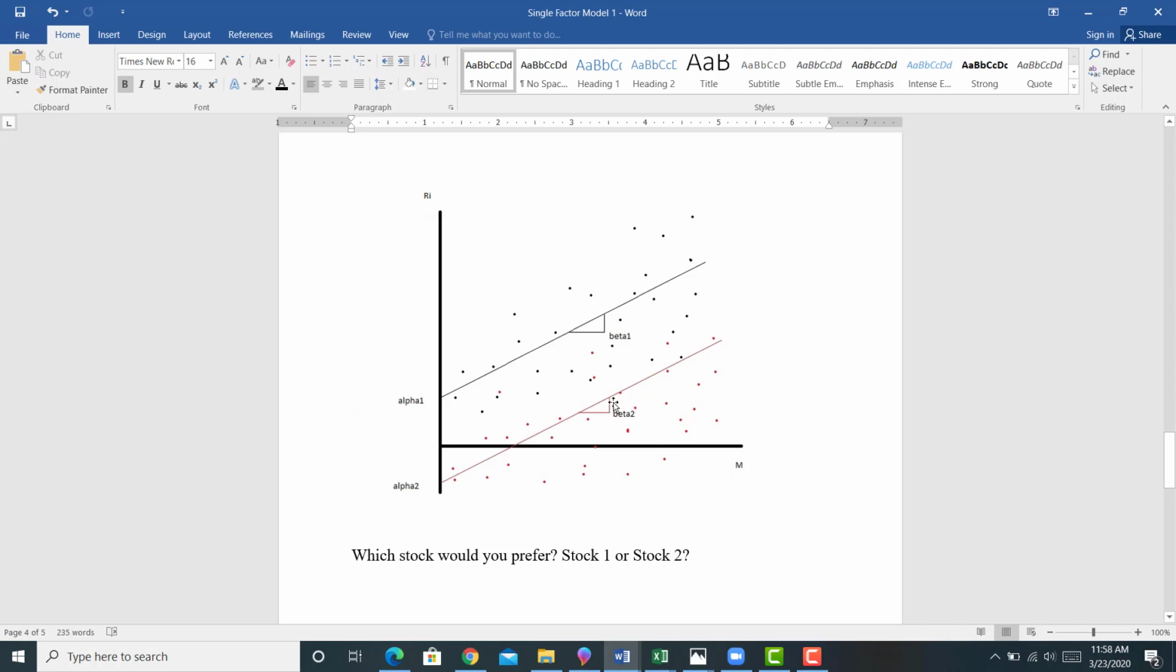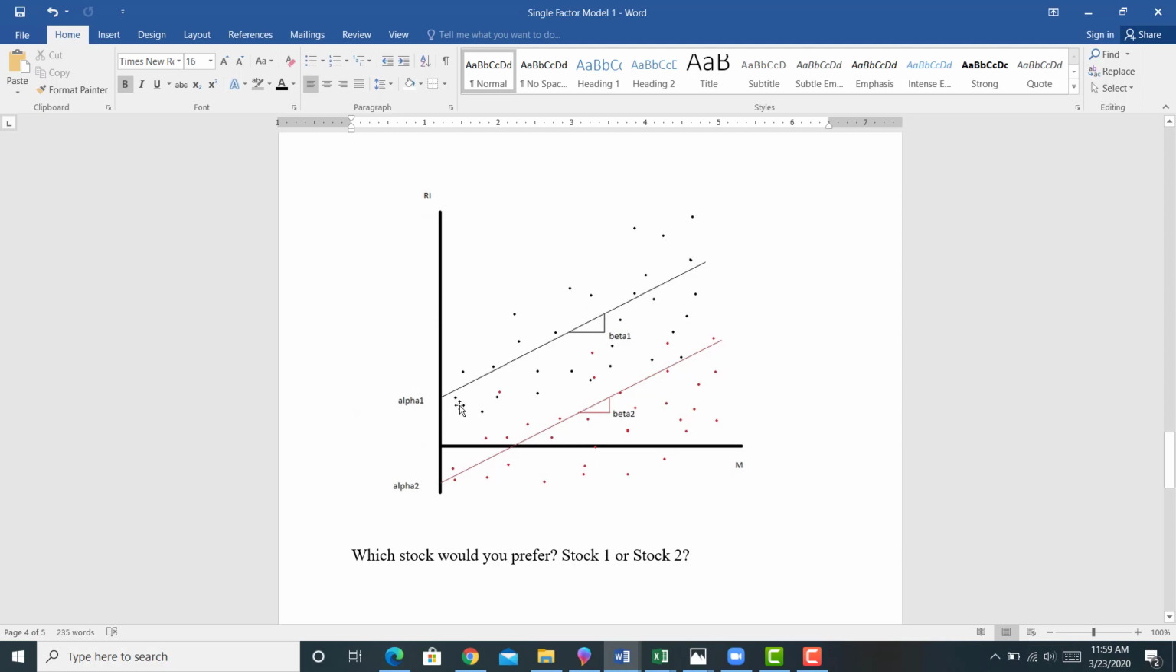Notice that the betas are the same. I tried to draw these lines parallel. So it appears that the betas are the same, or that the exposure of both firms to the systematic risk event is the same. The only thing that's different is these alphas. So I would ask, which of these two stocks would you prefer? Stock 1 with an alpha here, or stock 2 with an alpha here? Hopefully you're answering stock 1. So if we have this much systematic risk, asset 2 is only going to pay off this much, and asset 1 is going to pay off this much.